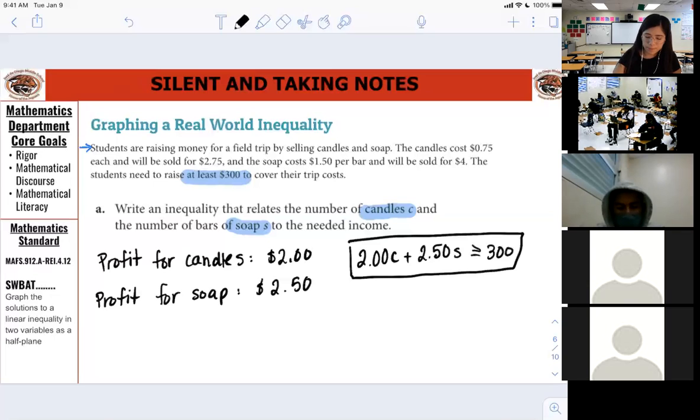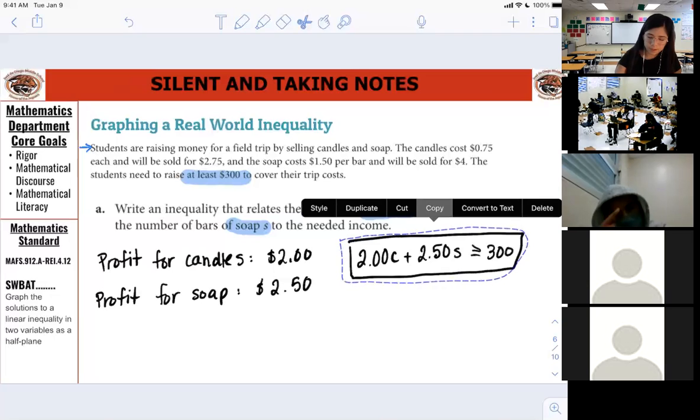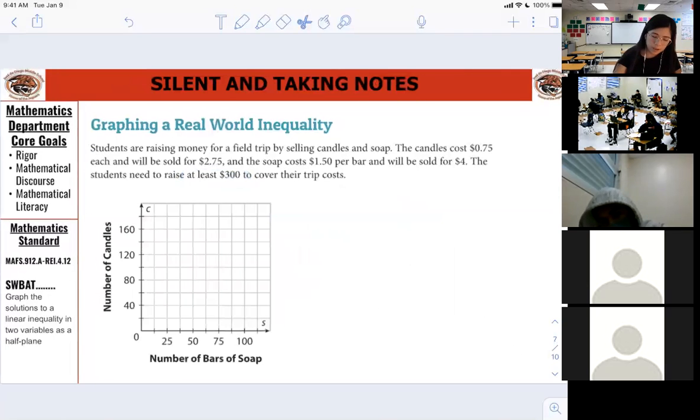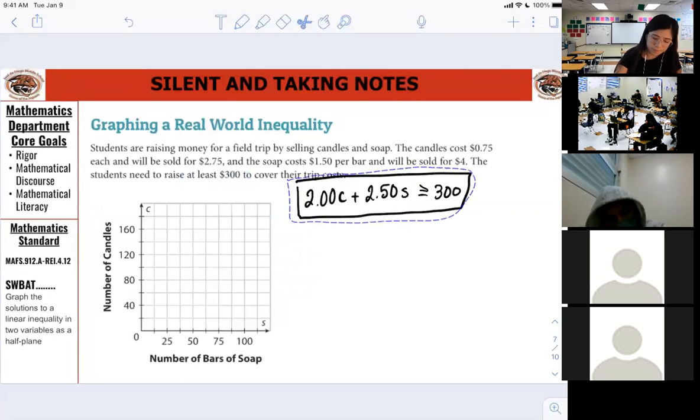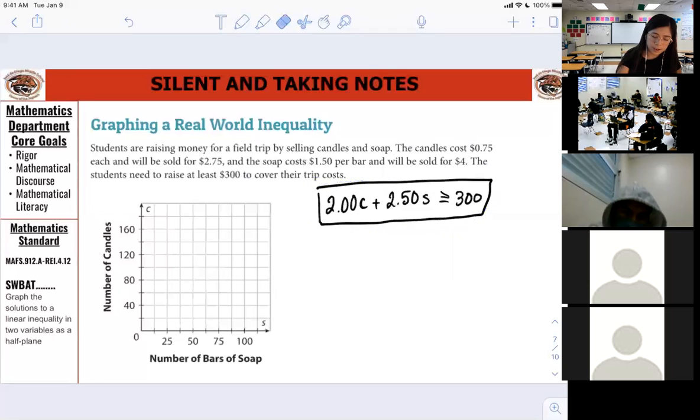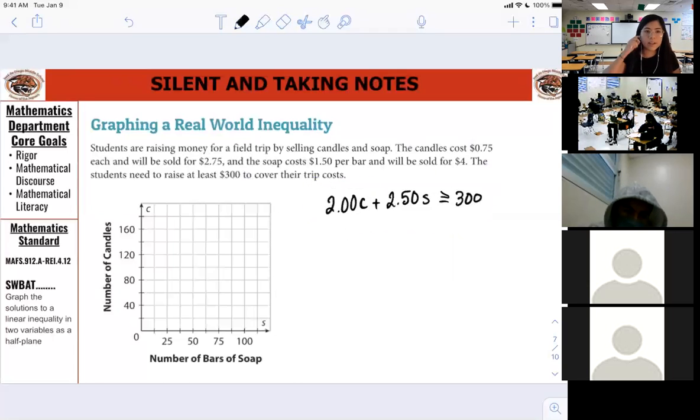Now we're going to graph it. So let me just copy this. Hold on. Copy, okay, and paste. So I need to graph this inequality, but what have I always said? If I want to graph it, what's bad about this? I wasn't here that class, so. It goes by 25.